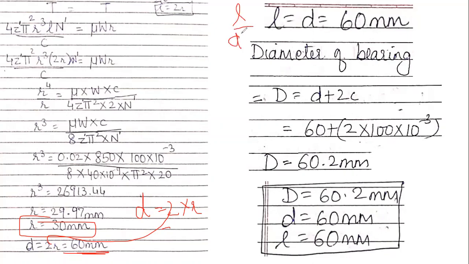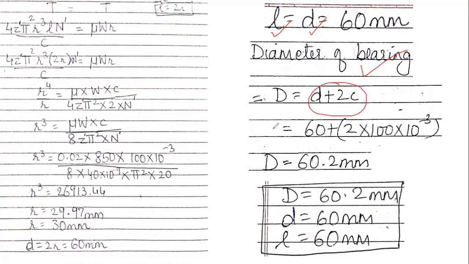But again, L by D is given as 1. So I can write L is equal to D. So if D is 60 mm, L will also be 60 mm. Now I have to find out the diameter of the bush or bearing. I have found out the diameter of the journal and the length of the bearing, but I also have to find out the diameter of the bearing or diameter of the bush, right? So that diameter of the bush or bearing will be D plus 2C.